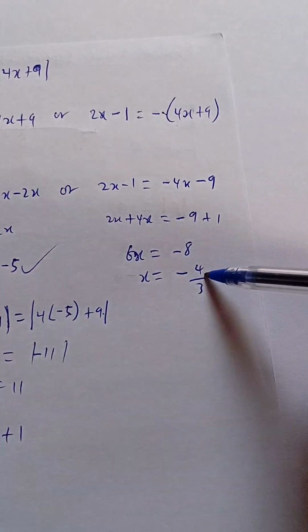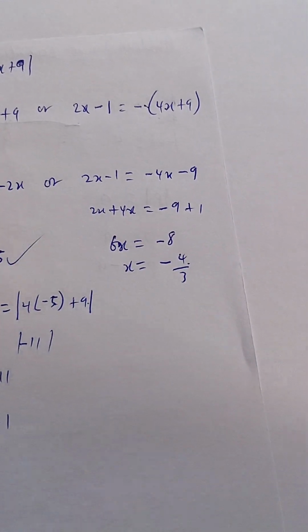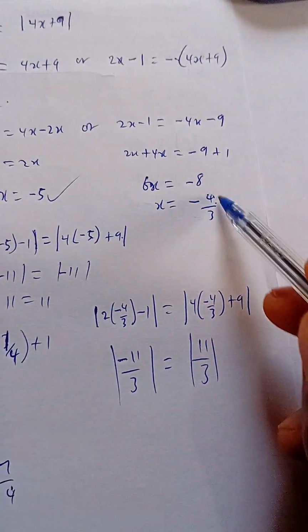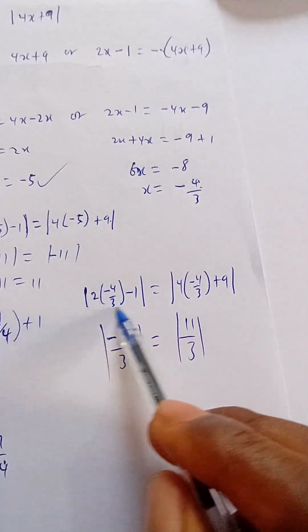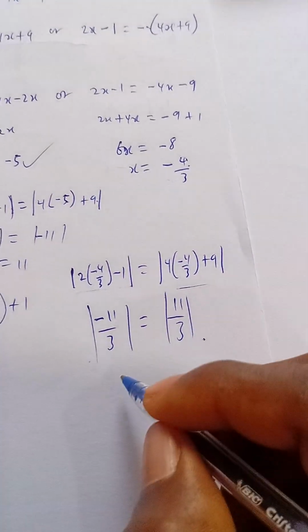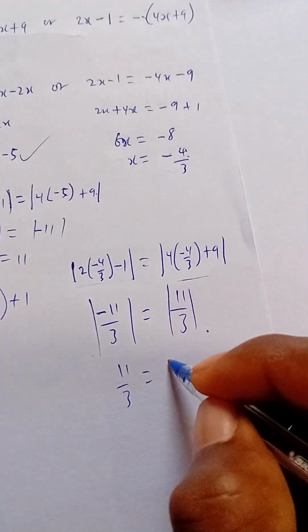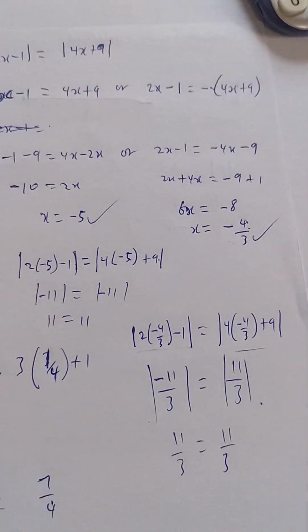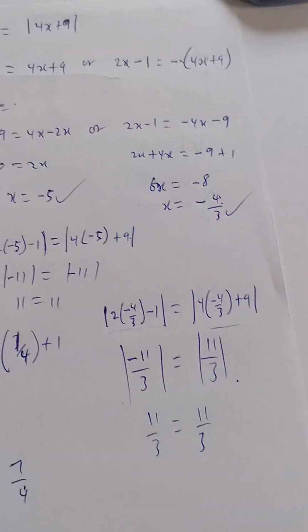Then you can check this one too. So I verified the minus 4 on 3, putting it into both sides. We are going to get 11 over 3 equals 11 over 3. So turns out this one also works. So x is equal to negative 5 or negative 4 on 3.